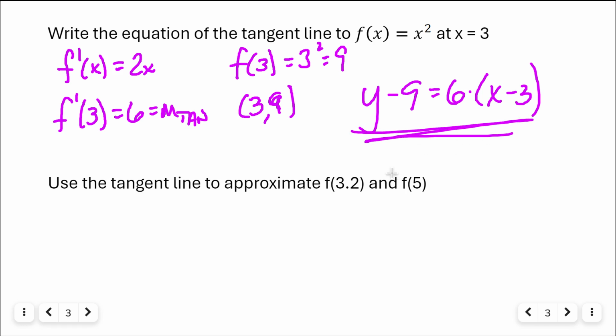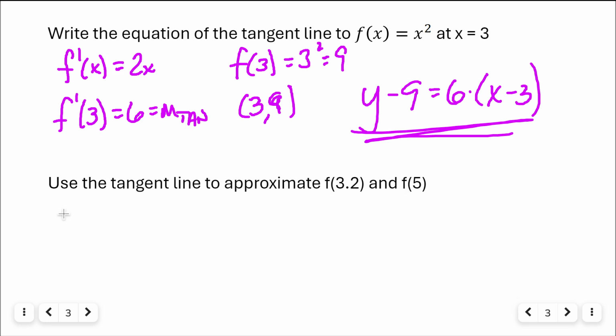Now what I want to do is use the tangent line that I just wrote up here to approximate f of 3.2 and f of 5. Now, could you find f of 3.2? The exact answer? Sure. Take 3.2 and plug it into x squared, and you get your answer. Take 5, plug it in, you get your answer. But I'm asking you to use this tangent line to approximate it.